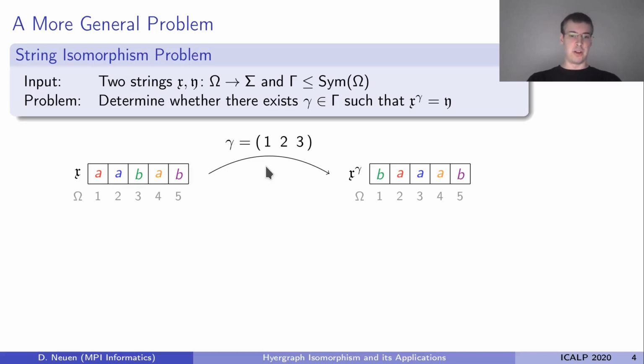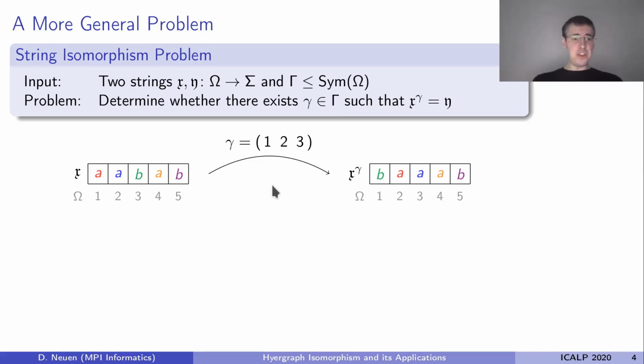Where applying a permutation gamma to a string x is basically just done by permuting the elements of the ground set accordingly. So for example, if we have a permutation gamma that maps 1 to 2, 2 to 3, and 3 back to 1, and we apply it to this string x here over alphabet AB, then this A here in the first position is just mapped to the second position. The A in the second position is mapped to the third position, and the B in the third position is mapped to the B in the first position, just according to gamma.